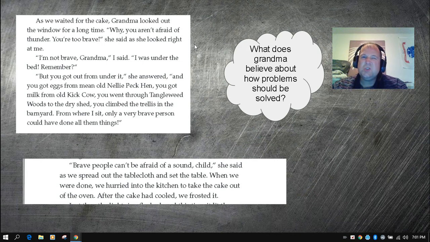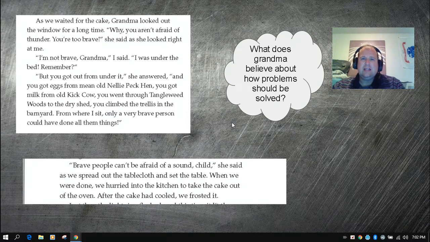So those are just two little excerpts from Thunder Cake, but what do you think? What does Grandma believe in how to solve problems? Yeah, Grandma's kind of a laid back lady, right? She just takes everything in around her. She's a good observer. If we look over here at the bottom paragraph, she really observed what the girl was doing when she was explaining to her granddaughter about why she believed that she was brave.